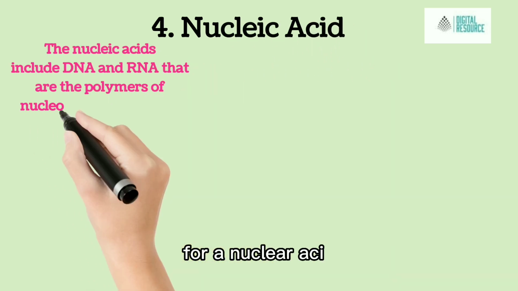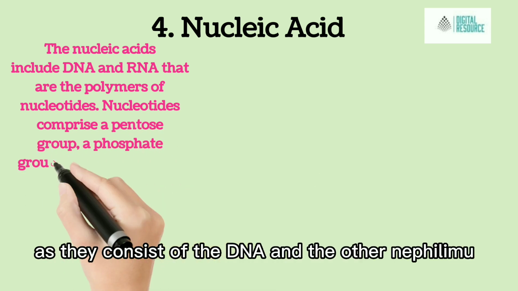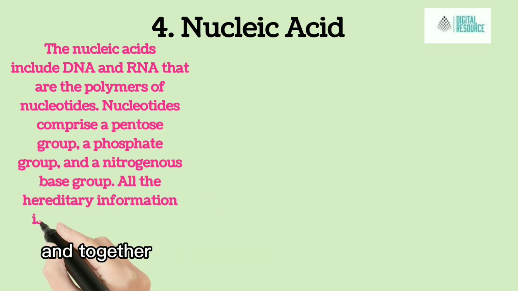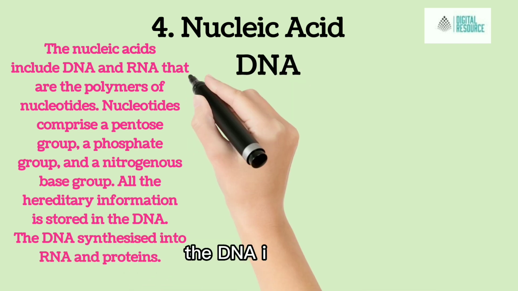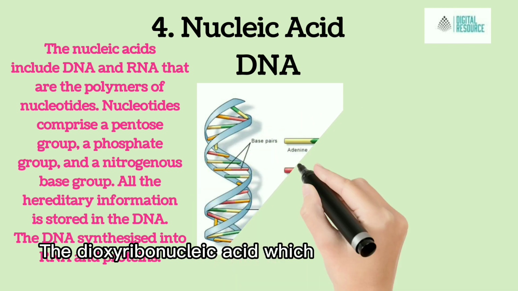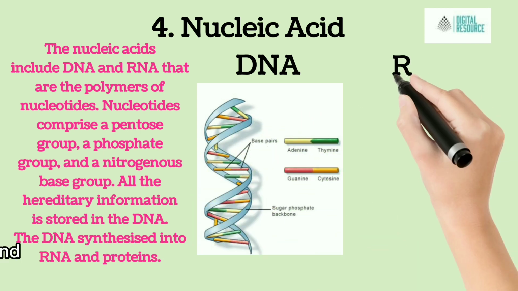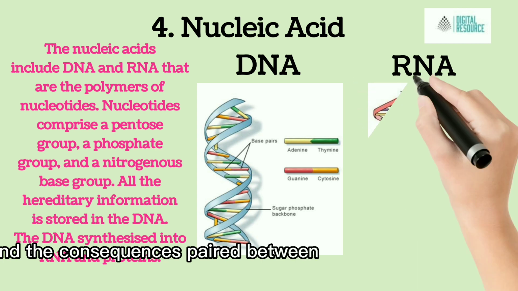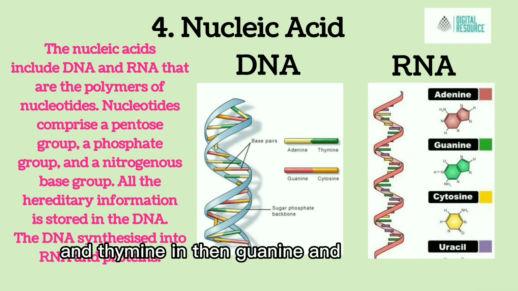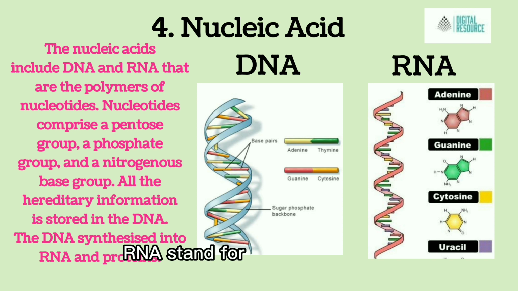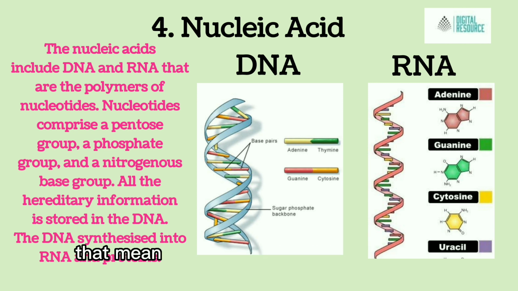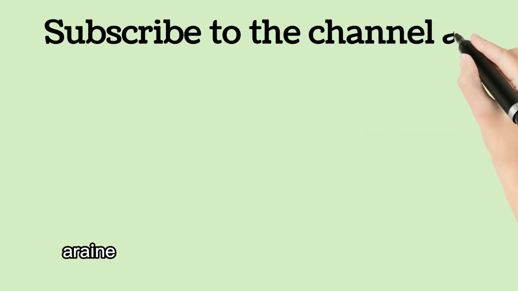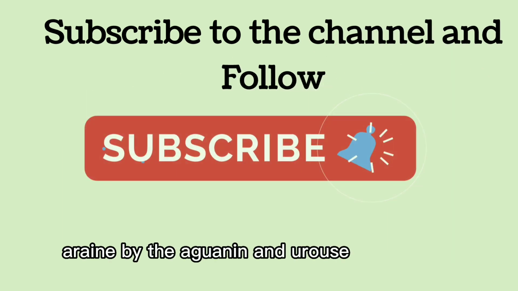For nucleic acid, as they consist of the DNA and the RNA polymers, together they form the nucleotide sequences. The DNA stands for deoxyribonucleic acid, which is double-stranded, and the sequences are paired between adenine and thymine, then guanine and cytosine. While RNA stands for ribonucleic acid, and the sequences are paired between cytosine and guanine, then adenine and uracil. That means there is a difference between DNA and RNA by their thymine and uracil components.